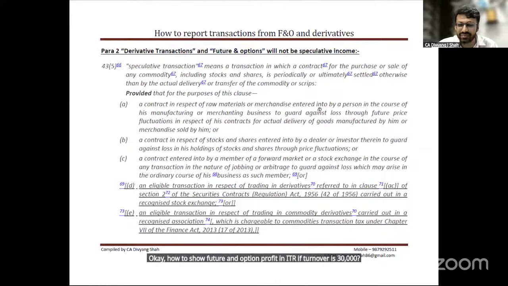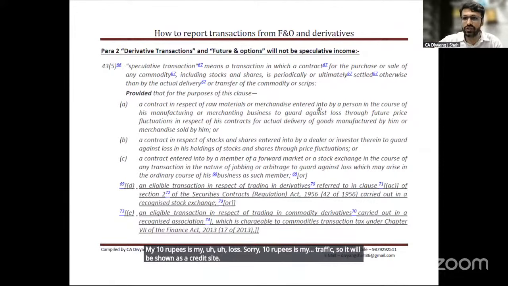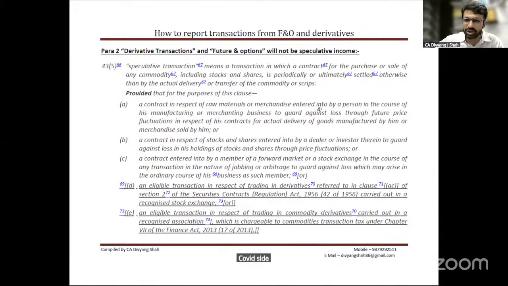So in this case, you need to file the ITR in a very simple way. For example, 10 rupees is my profit, so it will be shown on the credit side. 20 is my loss, so it will be visible on the debit side. So in this case, my loss will be minus 10. I'm assuming no other expenditures are there. So you need to show the loss of rupees 10, and on the credit side will be 10 and debit side will be 20.